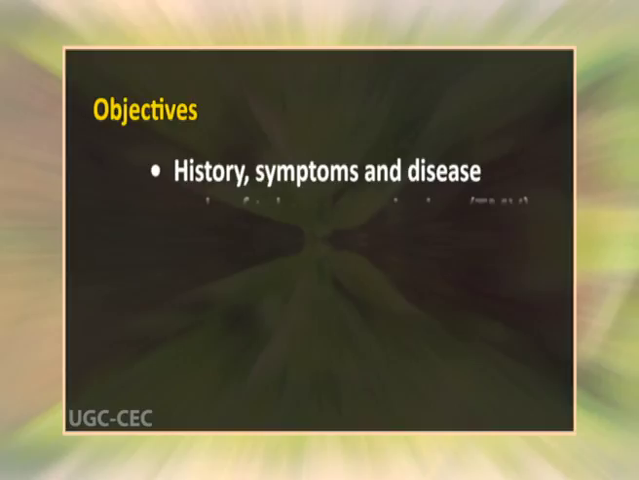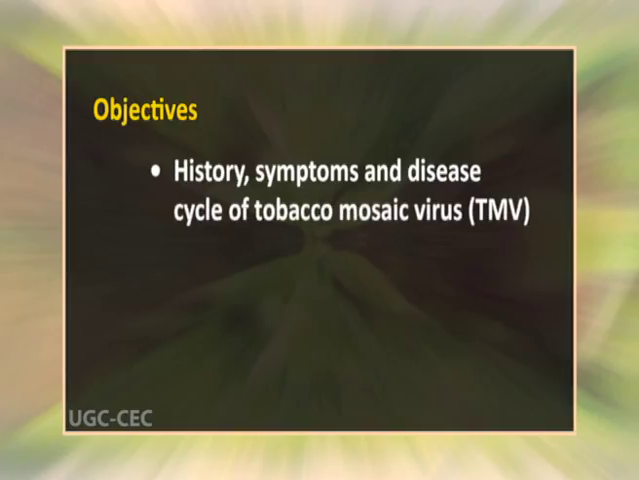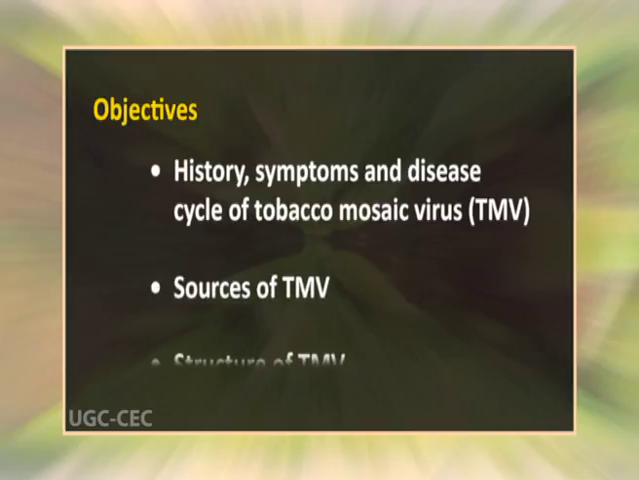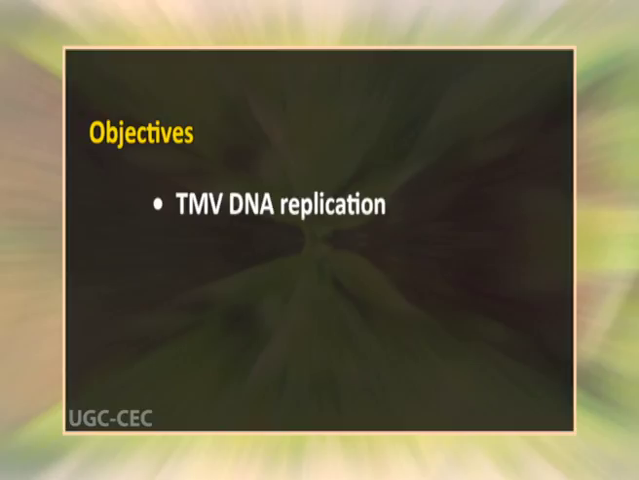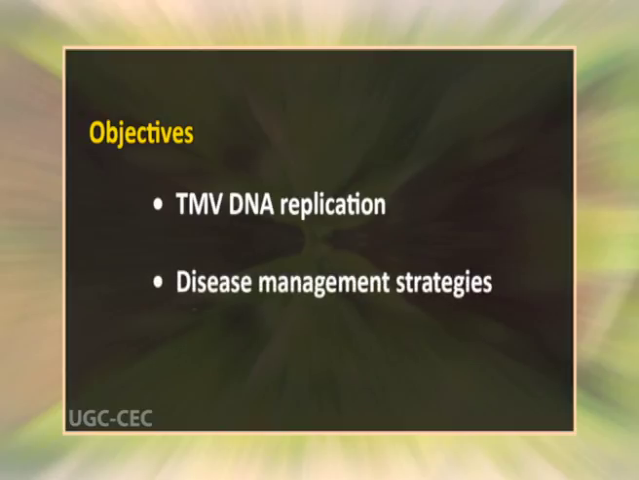The main objectives of today's deliberation are: Number 1. To know the history, symptoms and disease cycle of tobacco mosaic virus (TMV). Number 2. To understand different sources of tobacco mosaic virus. Number 3. To know about the structure of tobacco mosaic virus. Number 4. To study mechanism of tobacco mosaic virus DNA replication. And finally, to know about the disease management strategies of tobacco mosaic virus.